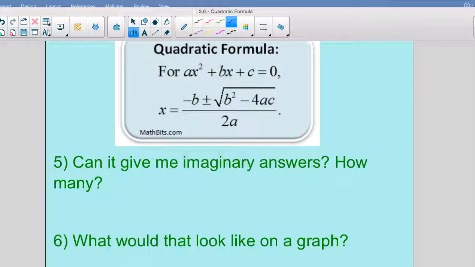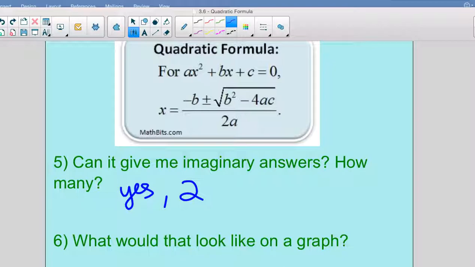Okay, so number 5, can it give you imaginary answers? Yes, right? If b squared minus 4ac ended up being a negative, if the answer was negative just from in here, you would have a negative sign under the square root, which you would pull out with an i, right? So can it give you imaginary answers? Yes. And then how many would it give you? It would give you 2, just like any other thing. It would give you negative b plus i root something over 2a and negative b minus i root something over 2a. So it could give you 2 imaginary answers for sure.